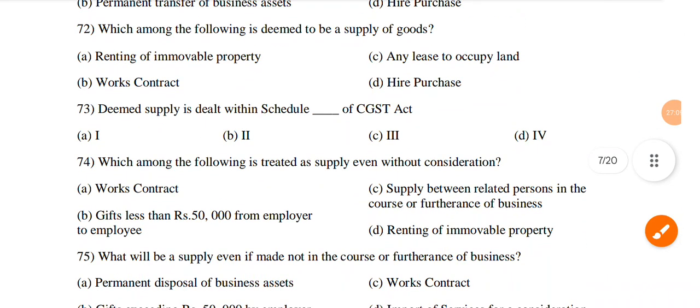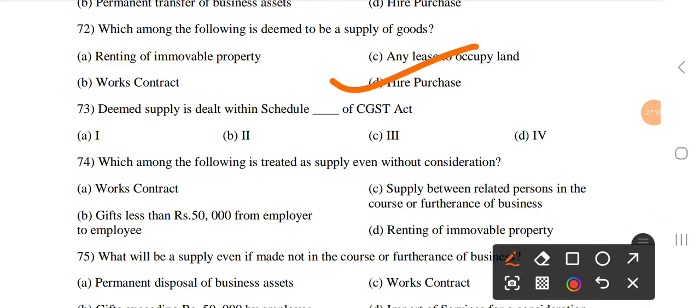Next question, which among the following is deemed to be a supply of goods? Option A, renting of immovable property, B, works contract, C, any lease to occupy land and D, hire purchase. The correct option is D, hire purchase.